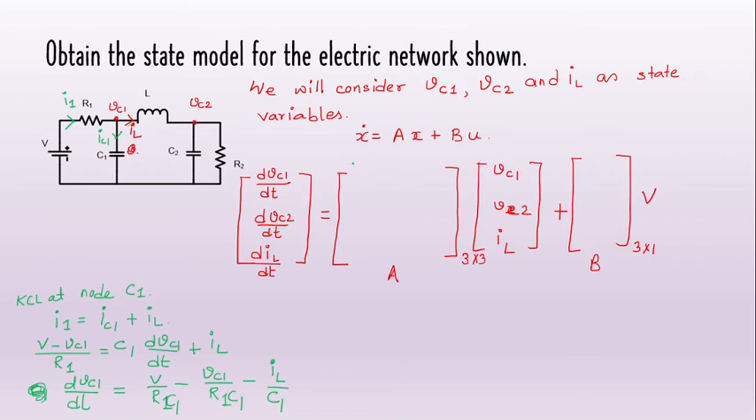Now I will write it in this box. For the first row, associated with VC1 is minus 1 by R1 C1. Is there anything associated with VC2? No, so it will be 0. Is there anything associated with IL? Yes, that is minus 1 by C1. Is there anything associated with V? Yes, 1 by R1 C1. So my first row has been completed.